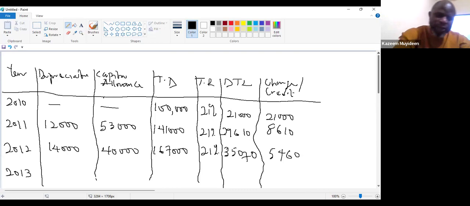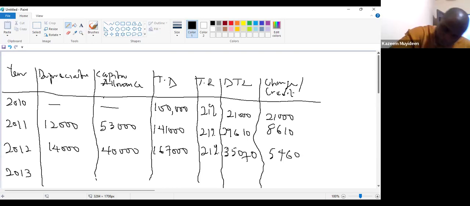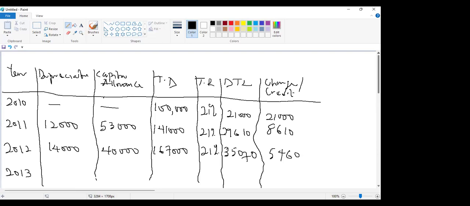That's what I'm telling you. What is the difference between these two? 53,000 minus 12,000 is 41,000, plus the 100,000 brought forward of last year. Okay, understood. Oh, okay, I get you, sir. We had the brought forward.